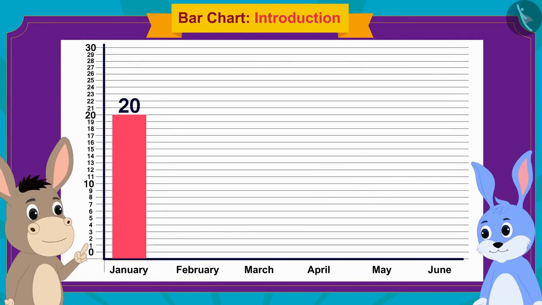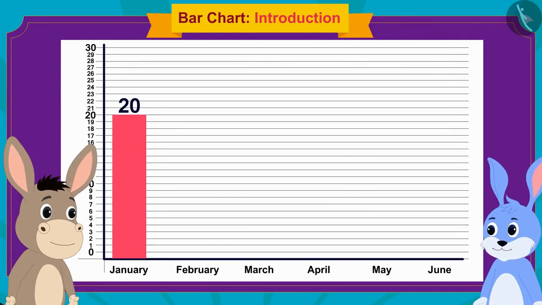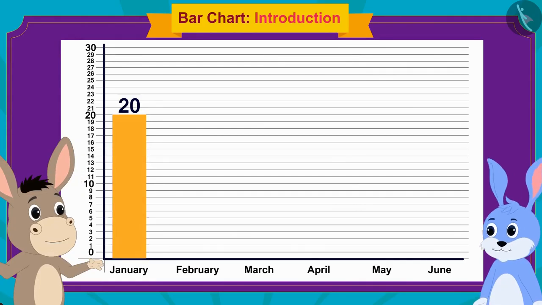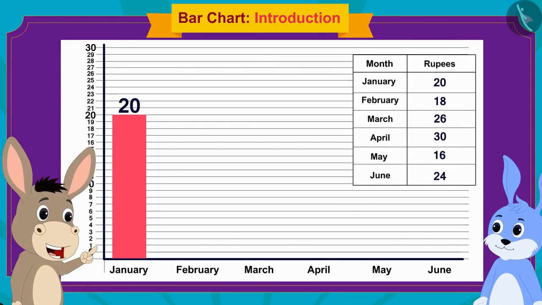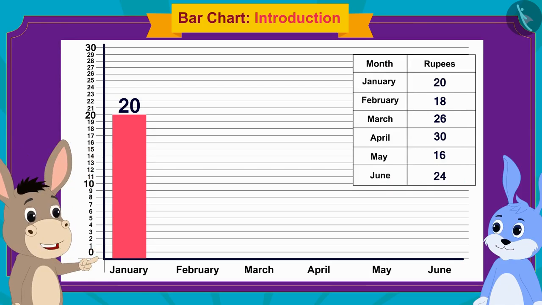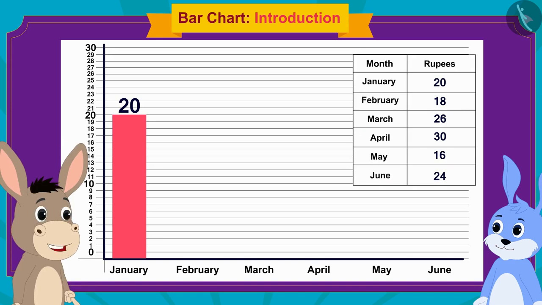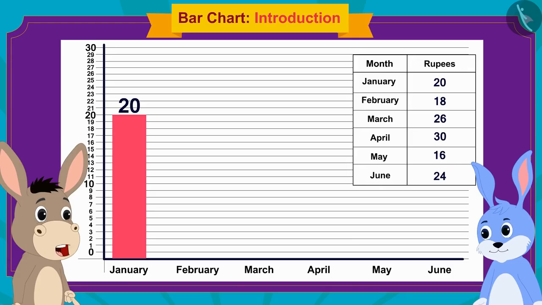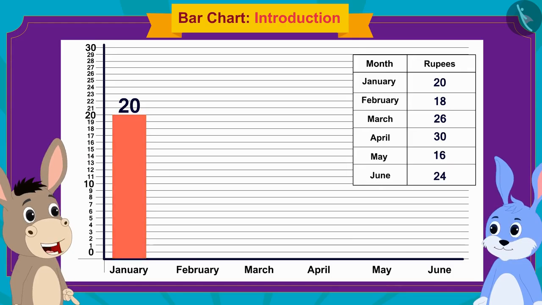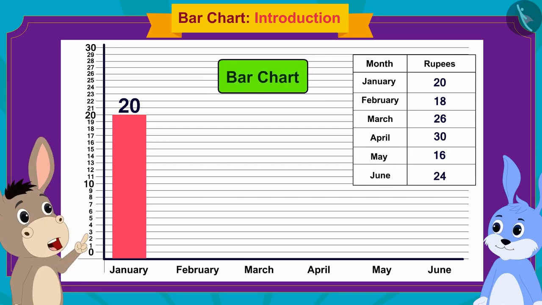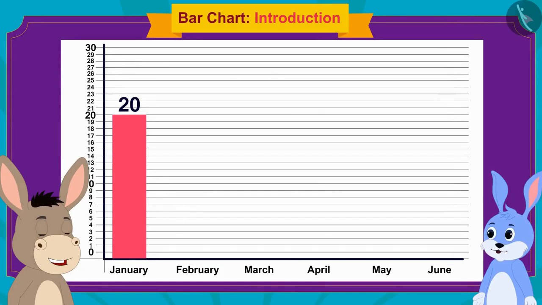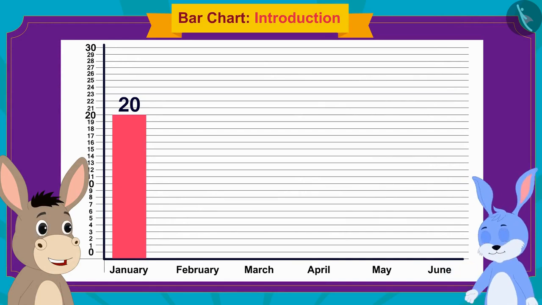Look, Bunny, we have to make thin rectangles in this way on the horizontal line for the amount saved in each month, whose length will be the same as the amount saved in that month. And because these rectangles look like bars, hence we call this chart a bar chart. Oh wow, this is very interesting.